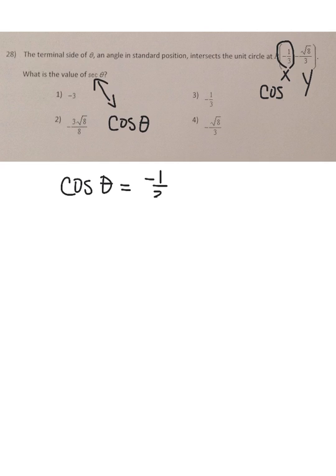So then if the cosine of theta is negative 1/3, because again, cosine we associate with the x value, then secant, which is cosine's reciprocal trig function, should just be its reciprocal, right? Which is negative 3 over 1, which is choice 1.